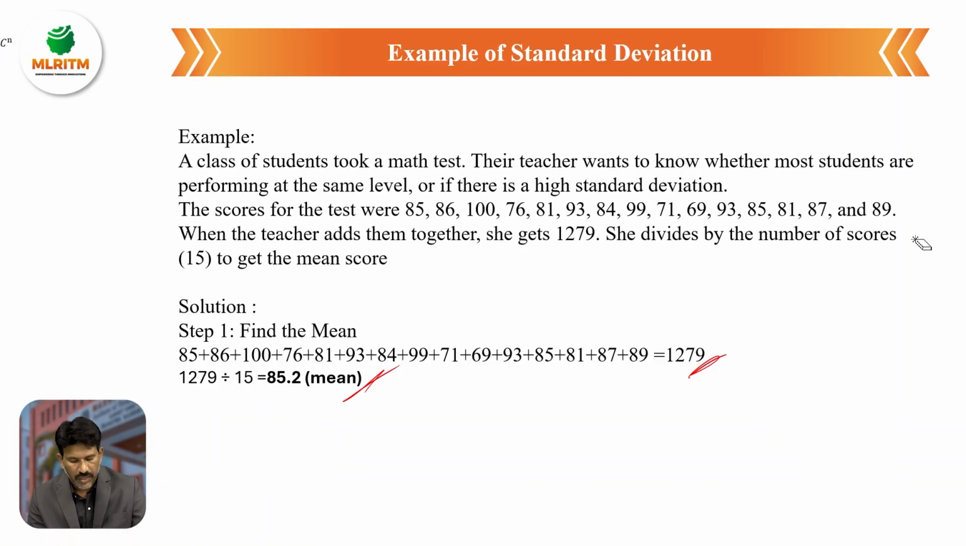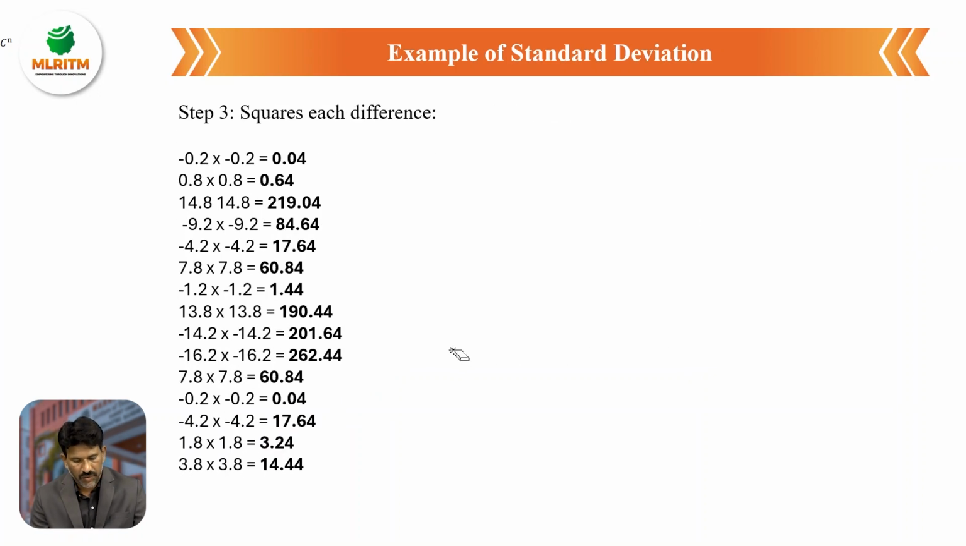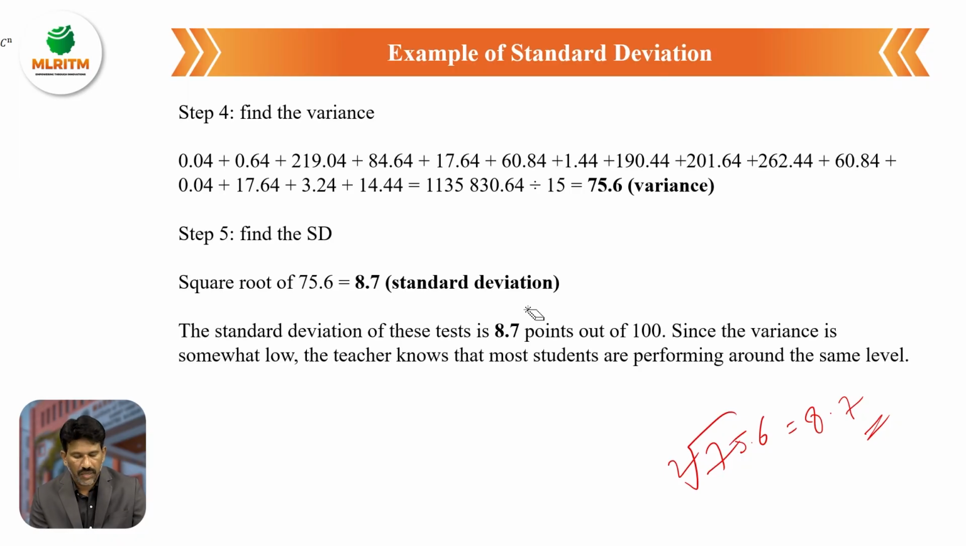We have 15 test scores. For these 15 test scores, we have to find the mean, then find the subtraction, then find the squares, then find the variance, and finally you'll find the standard deviation. So the standard deviation is 8.7, which is 8.7 points out of 100.